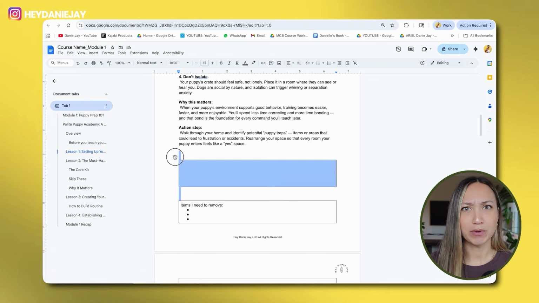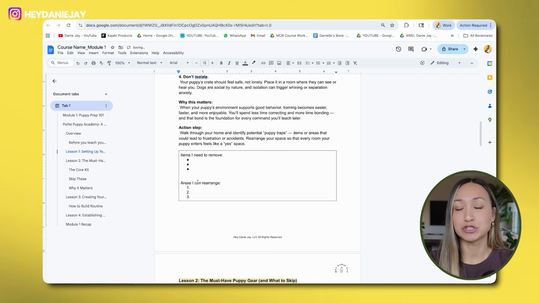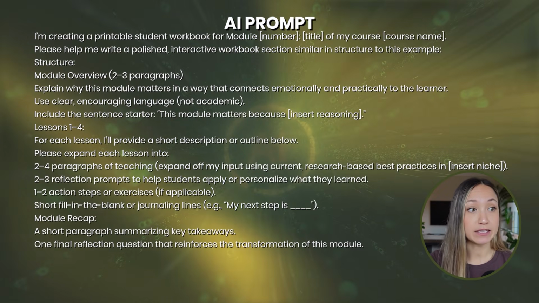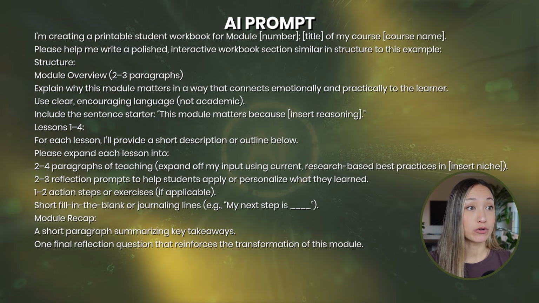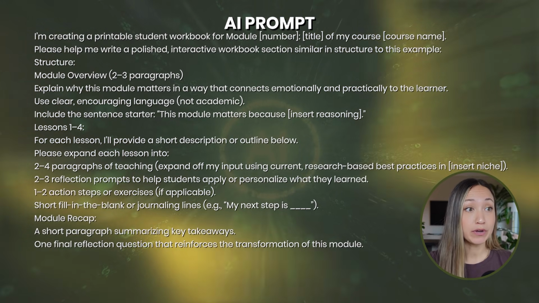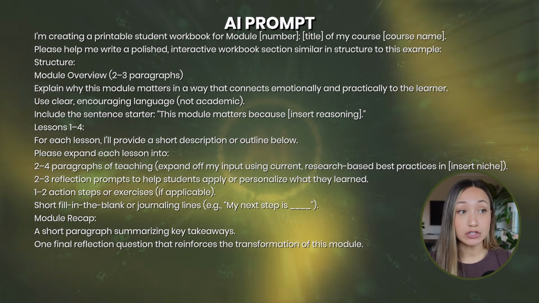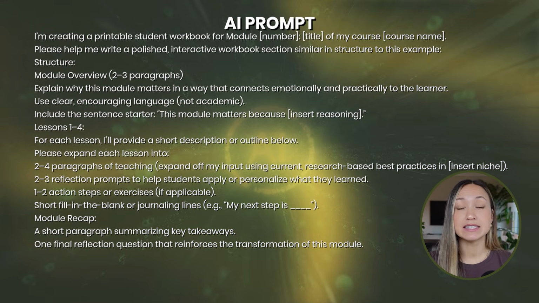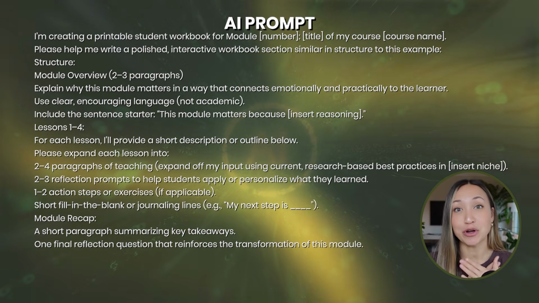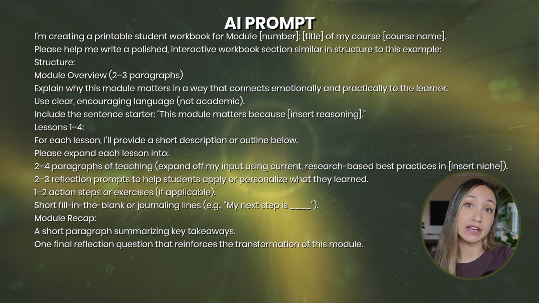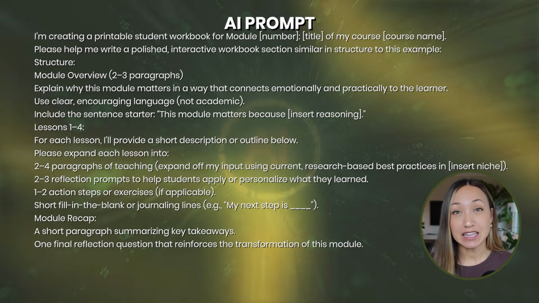Now, at first, your workbook is not going to look nice like this. You can just brain dump everything you need to teach. And then you can go into AI, and I have a really in-depth prompt for you where you can tell AI that you are creating a printable student workbook. And then you will tell them what the module is, you will tell them the lessons and the structure that you want the workbook to have based off of what you want to be teaching and your own strategies. And it can help you then map out a really clear guidebook.